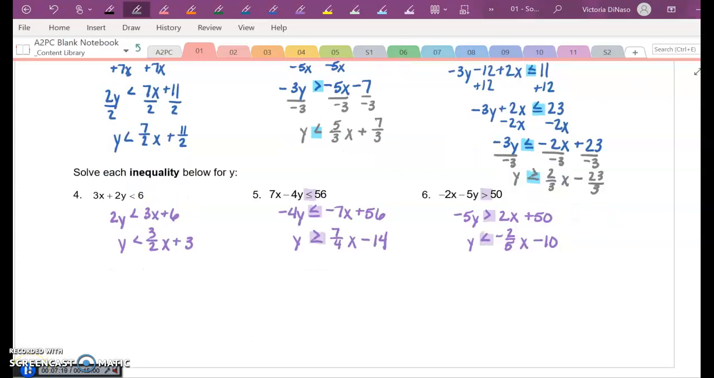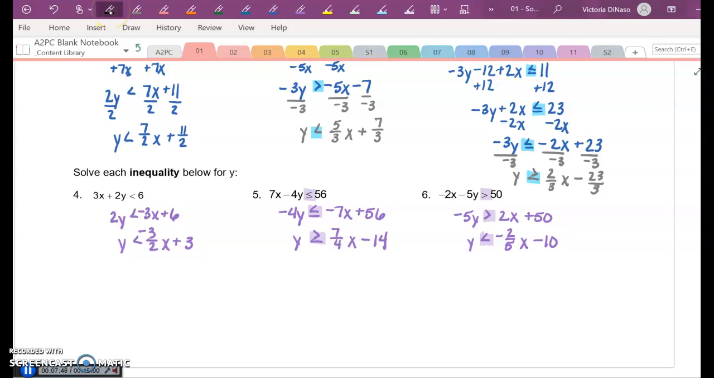So here are our answers. For number 4, we have y is less than, should be negative 3/2 x plus 3. For number 5, we have y is greater than or equal to 7/4 x minus 14. And then finally, number 6, we have y is less than negative 2/5 x minus 10. So the two problems that we had to flip the symbols for were number 5 and 6.